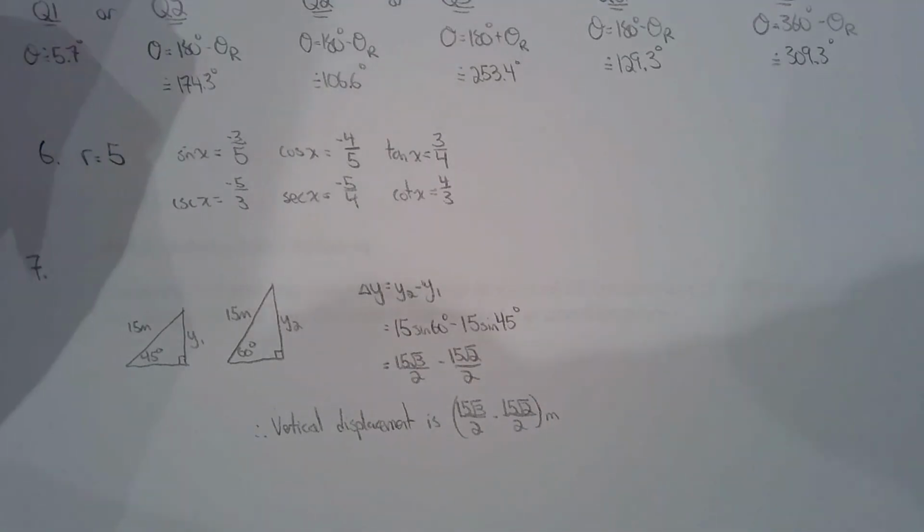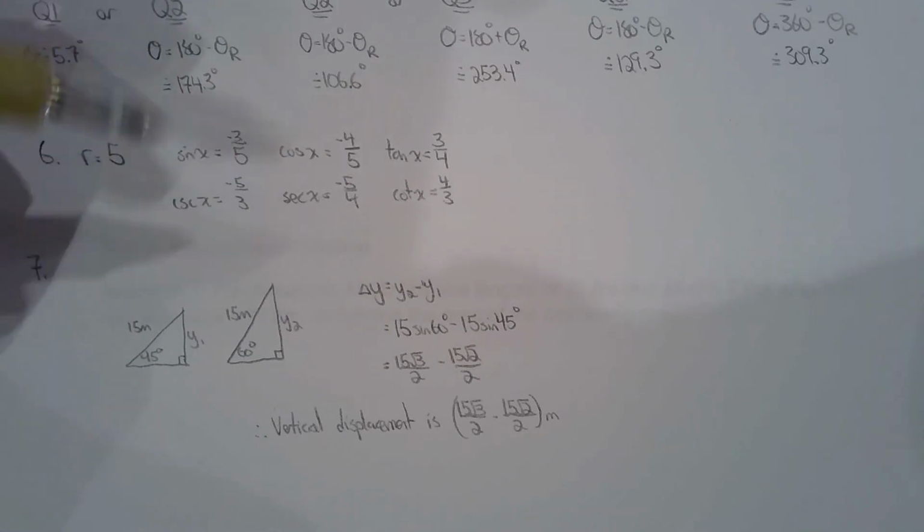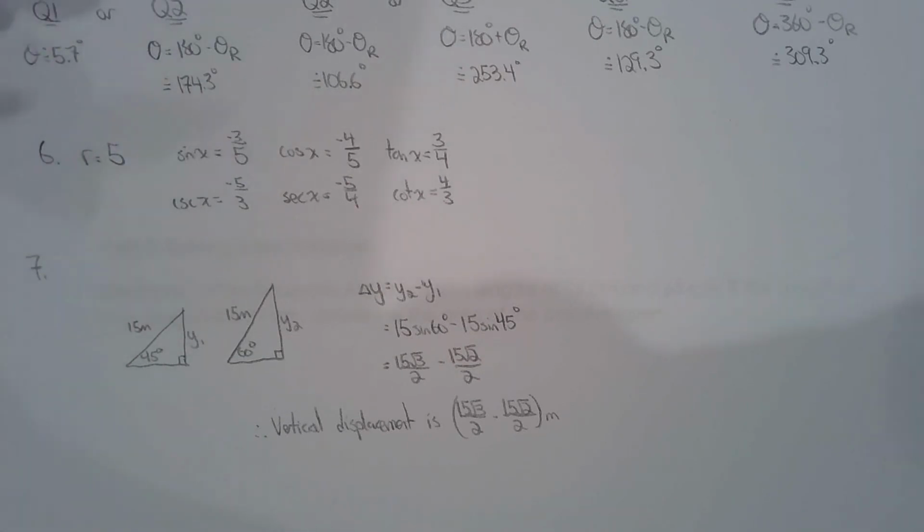Lastly, we have question 7. We're trying to find the vertical displacement of the top of the ladder. So we want this in exact form, which means exact answer. So because we have special angles, we can do that. So I drew the 2 diagrams.